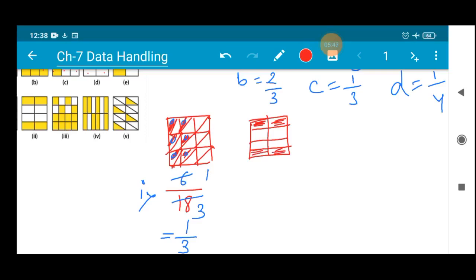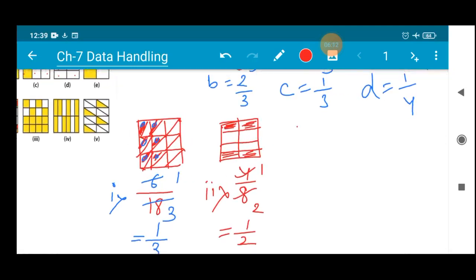So total how many parts are there? Let's see this figure and try to count it. 1 2 3 4 5 6 7 8. Total 8 parts are there in question number 2. Out of 8 parts, how many parts are shaded? 1 2 3 4. So it is 4 by 8. 4 by 8 can be written as 1 by 2, since 4 1s are 4, 4 2s are 8. Very easy thing, isn't it?